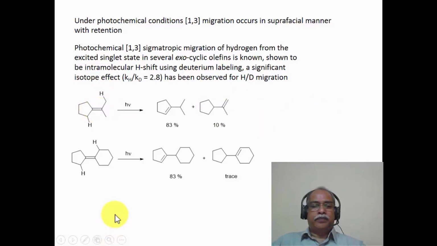Similarly, in the case of the cyclopentylidene cyclohexene, for example, the hydrogen migration from the cyclopentane to give the cyclopentene derivative is occurring in a more predominant manner compared to the cyclohexane hydrogen migrating to this position to give the secondary product. So this product is arising from the migration of this particular hydrogen, whereas this product is arising from the migration of this particular hydrogen, the two types of hydrogens that are shown in this molecule very clearly.